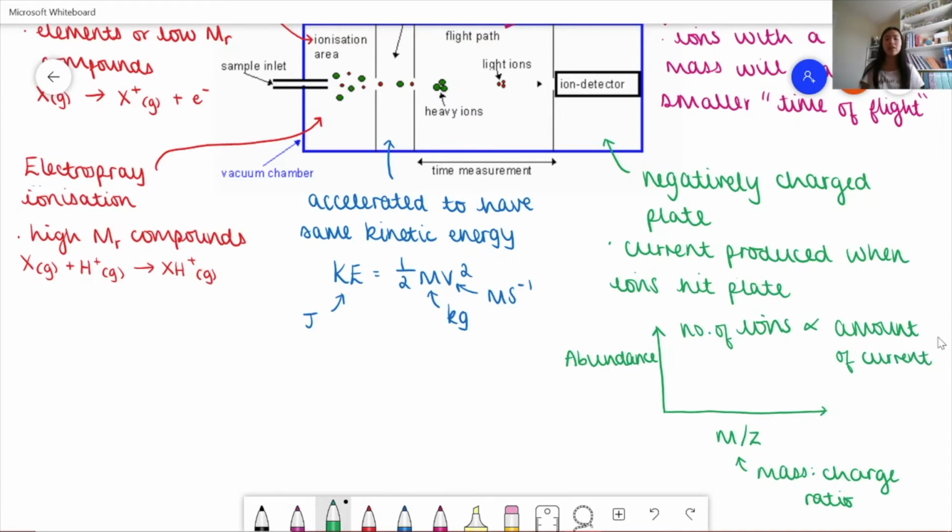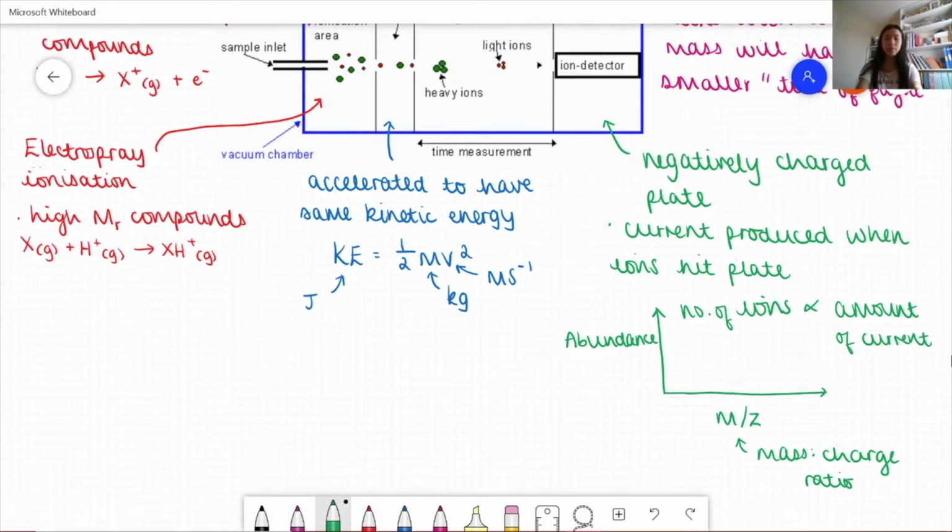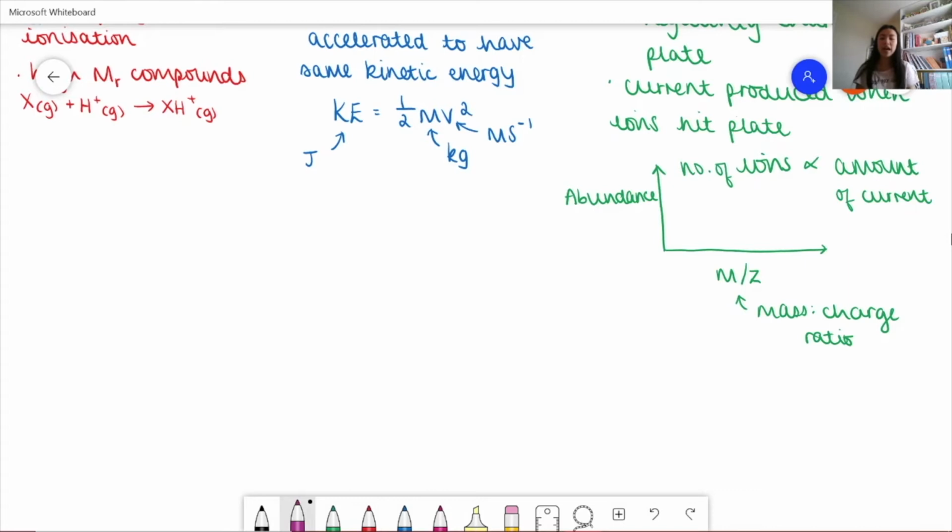And to see why ions with a smaller mass will have a smaller time of flight, we can use two equations to help us. And so the first equation we have is the one for kinetic energy. So we have that the kinetic energy is equal to half multiplied by m multiplied by v squared.